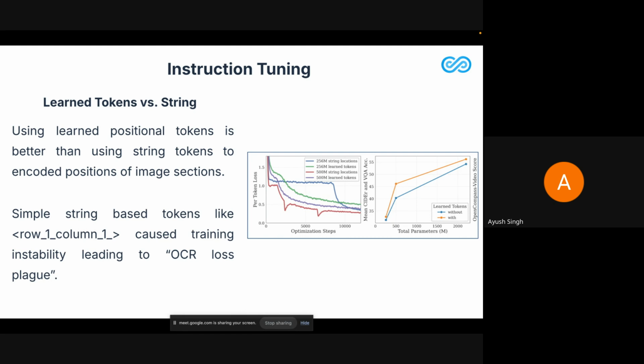But what they noticed was that during training the loss was going down and down, and there was a sudden decrease in loss. But the problem was that this decrease in loss was not corresponding to an increase in performance. So what they did was replace these string-based positions for the image embeddings with a learned embedding for all these image patches. As you can see, these learned embeddings perform better than the previous string embeddings, and there was not this reduction in loss, as you can see here.